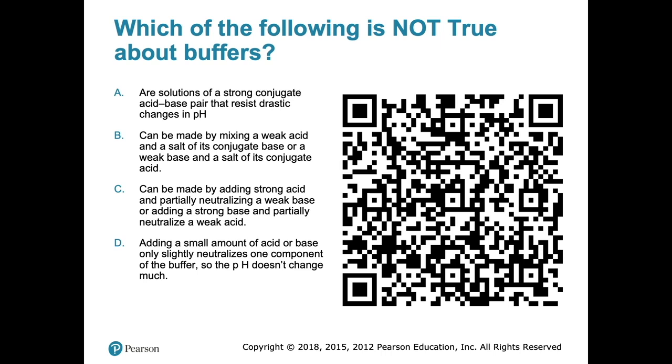Okay, so the vast majority of you got this one correct. Very good job. I wish I could point at it, but I don't have a laser, so I can't. The answer is, in fact, A. It should be a weak conjugate acid-base pair, not a strong one. Okay, so good job there.